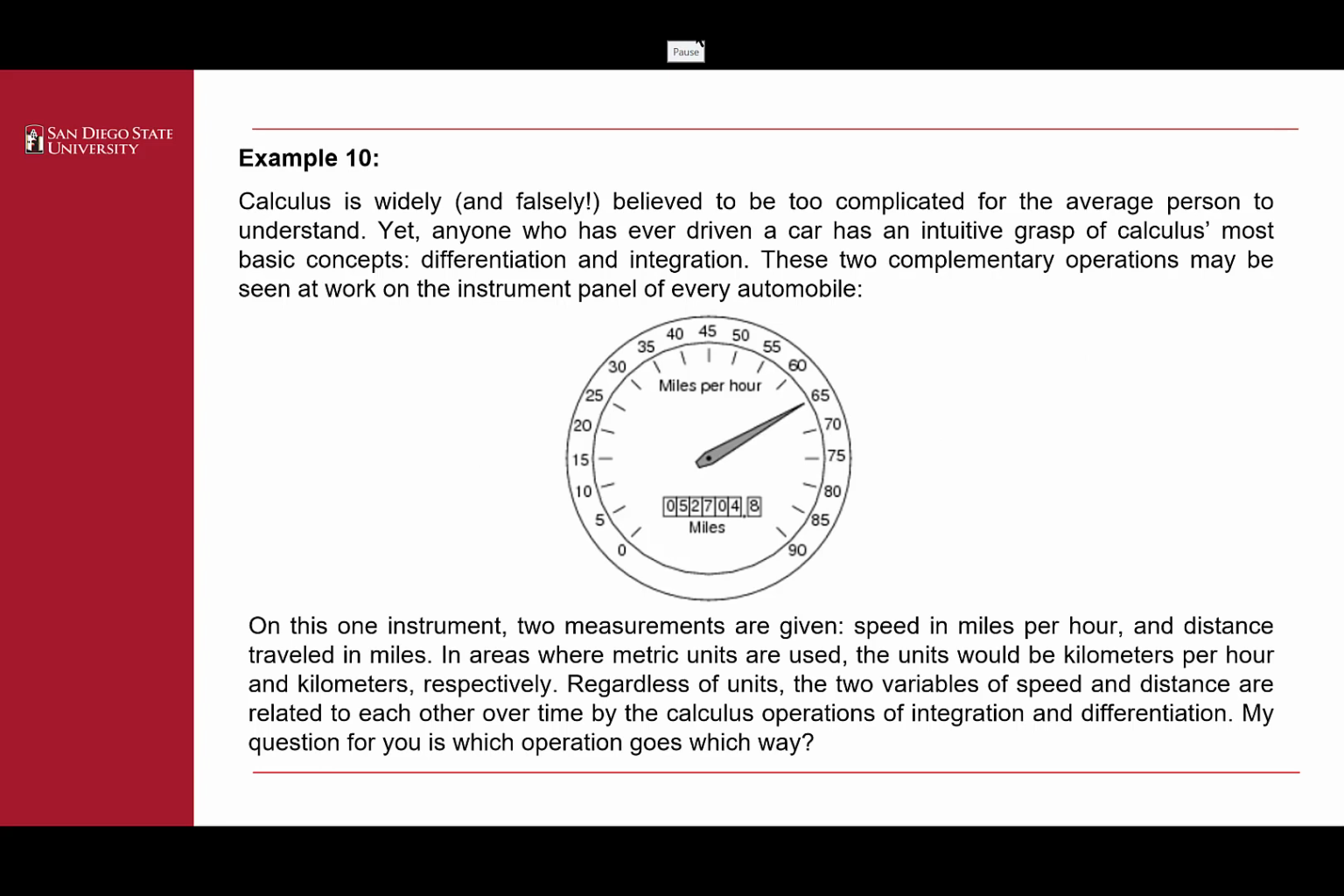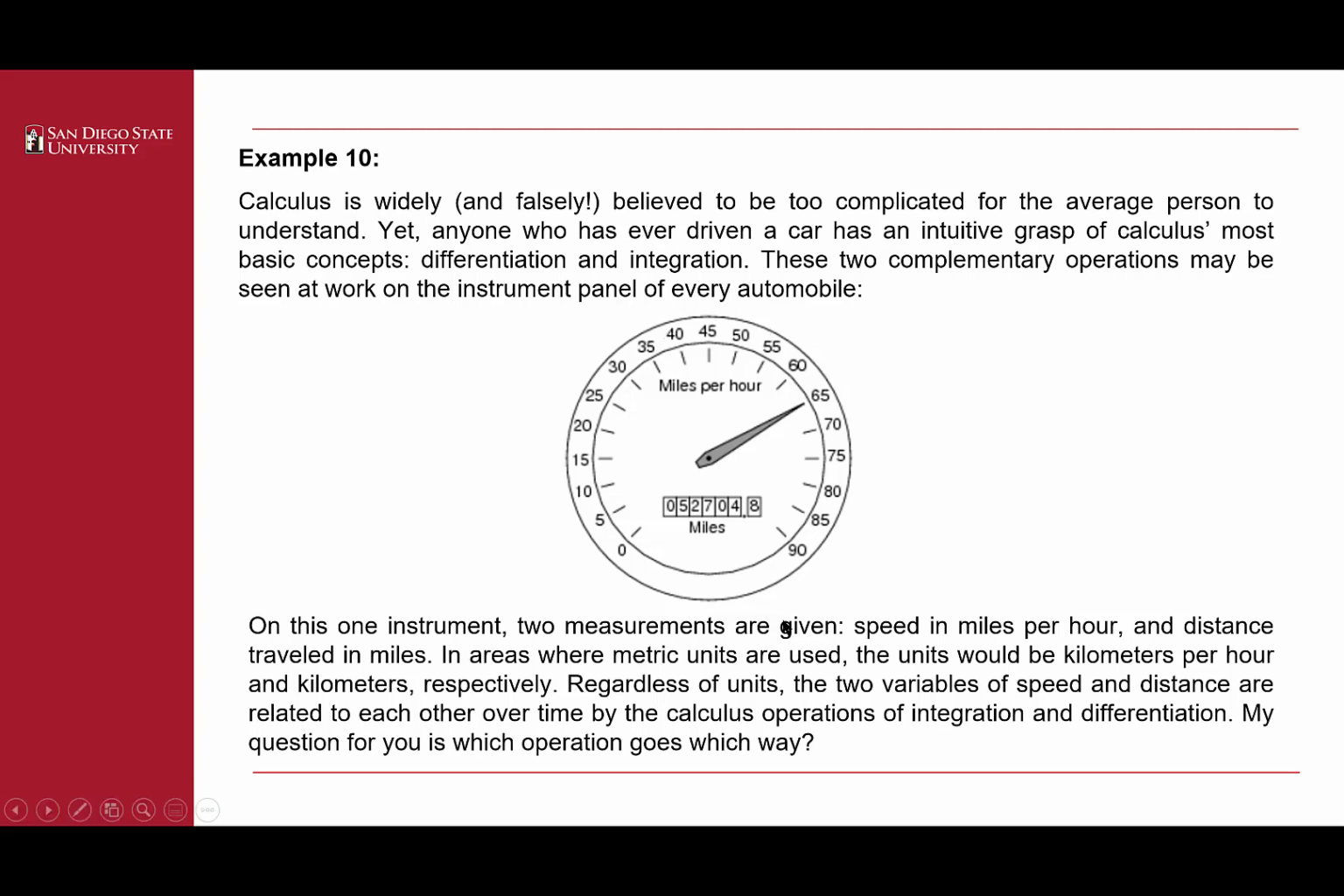Let's move towards another example here. Calculus is widely and falsely believed to be too complicated for the average person to understand. Yet anyone who has ever driven a car has an intuitive grasp of calculus' most basic concepts, differentiation and integration. These two complementary operations may be seen at work on the instrument panel of every automobile.